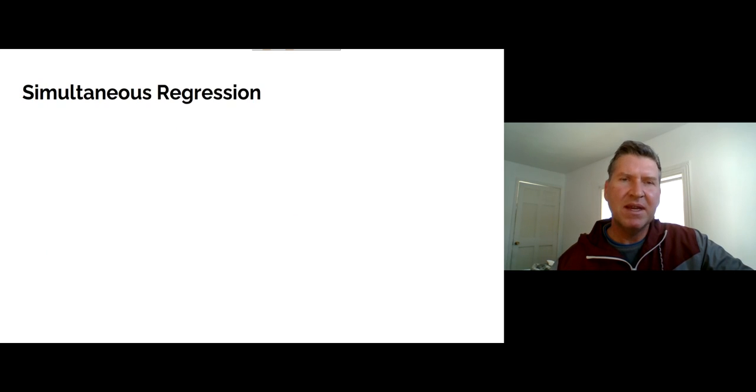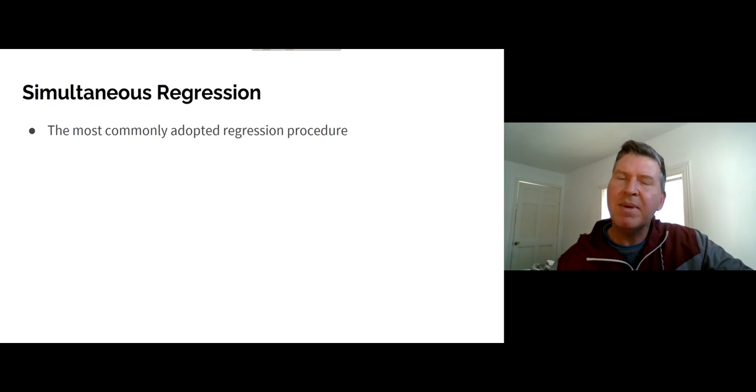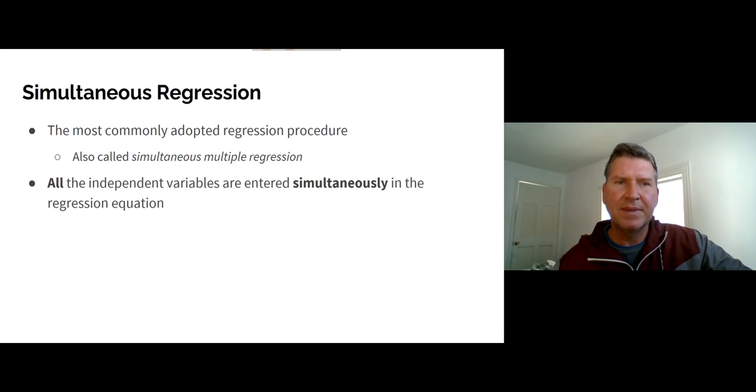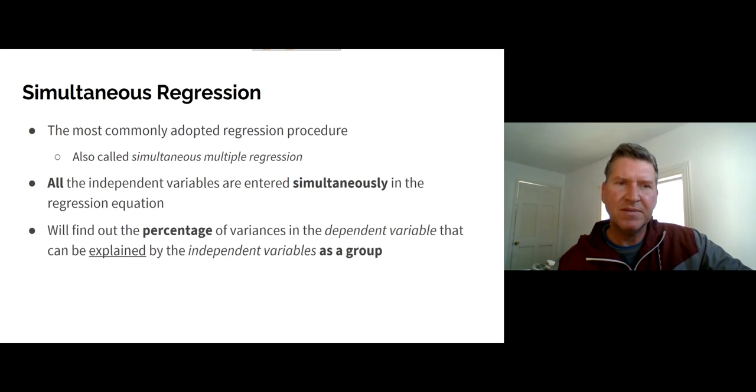Let's talk about simultaneous regression. When we talk about regression, most people think of regression as simultaneous regression because it's the most widely used. Sometimes it's called simultaneous multiple regression too. So we take all of the independent variables and we enter them at the same time into our regression equation. And we'll find out the percentage of variances in the dependent variable that can be explained by the independent variable as a group. Remember that R squared that we talked about with correlation?